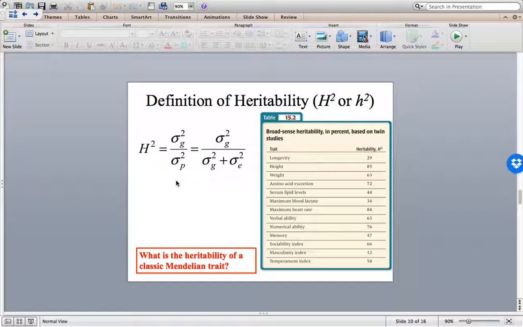As an aside, technically this is referred to as broad sense heritability. There is also narrow sense heritability, which is closely related, but we will not define here. The table shows some heritability values for various complex traits. As you can see, the heritability of some traits like height can be very close to 1.